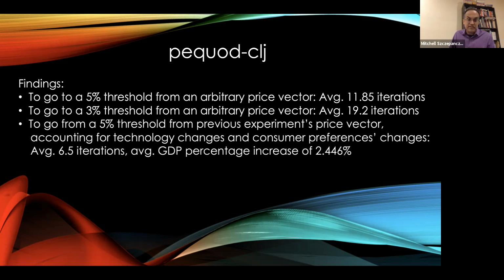But to go to a 5% threshold, this is the year two simulation from the previous experiment's price vector, accounting for changes within the economy, for technological improvements and consumer preference index changes. The results on average were pretty good: 6.5 iterations. That's kind of like what we saw in the web app, where it ran for 6 iterations. The GDP percentage increase, we actually tracked that because we were interested in seeing how that fares, came out pretty well. As GDPs go, a value of 2.446%.